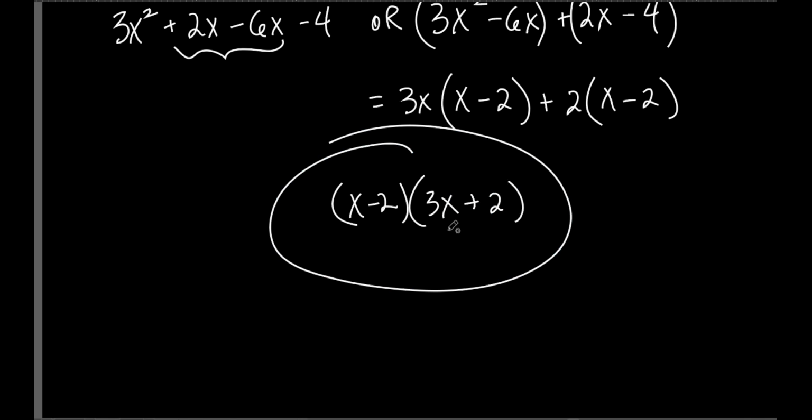If I wanted to, and you could if you wanted to, you could distribute it and see if it ends up the same way. Let's do it real quick. X times 3x is what? 3x squared. Then the outside is plus 2x. The inside is minus 6x. The last is minus 4. Sure enough, 3x squared minus 4x minus 4. That's what we started with, isn't it? All right? And this is what we ended up with. This is the factored form of this problem right here.